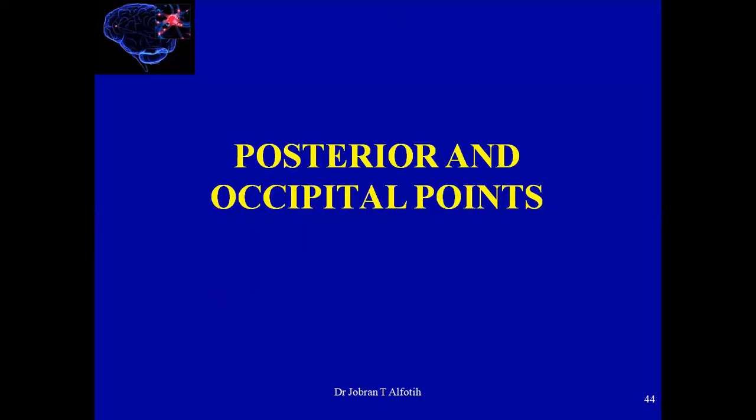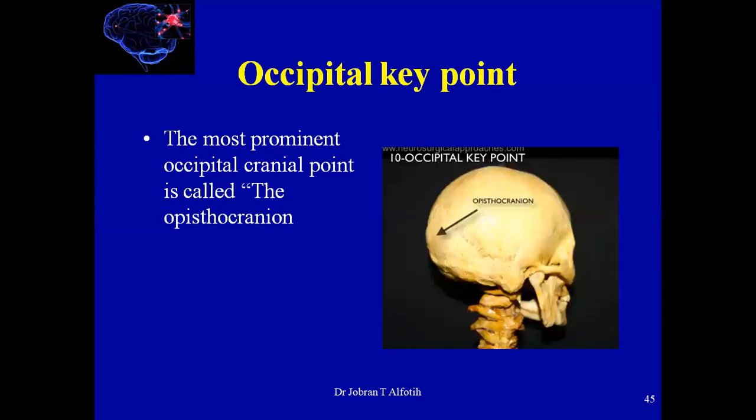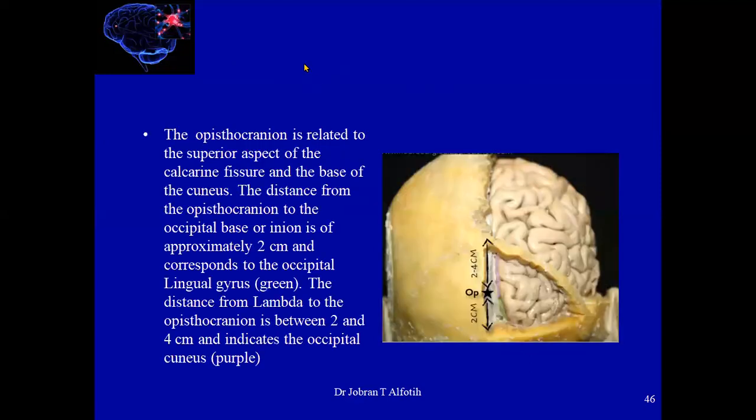Posteriorly, at the occipital points, we will find what is called the occipitocranion, which is the most prominent occipital cranial point on the occipital side. It is not the inion. You must differentiate between these two concepts, the inion and the occipitocranion. The occipitocranion is related to the superior aspect of the calcarine fissure and the base of the cuneus. The distance from the occipitocranion to the inion is about 2 centimeters.